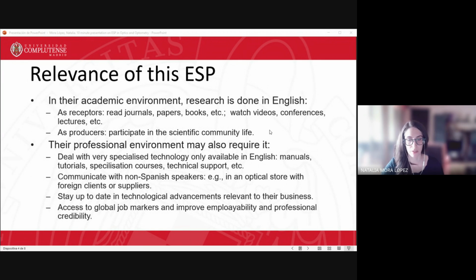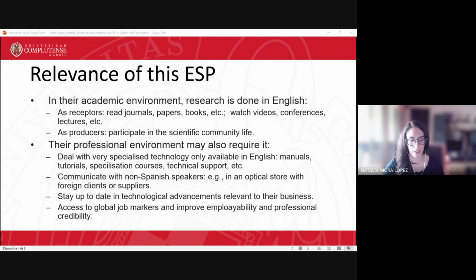And also in the professional environment, so if they don't want to continue with the academic life, it's also important for them. For example, when they are dealing with very specialized technology, which is only available in English, for example, manuals, tutorials, courses that they want to do to specialize a bit more on technical support. If they have to do any paperwork, they have to send emails to technical support for any instruments they have, so it may be done in English. They can also communicate with non-Spanish speakers, for example, in an optical store with foreign clients or suppliers.